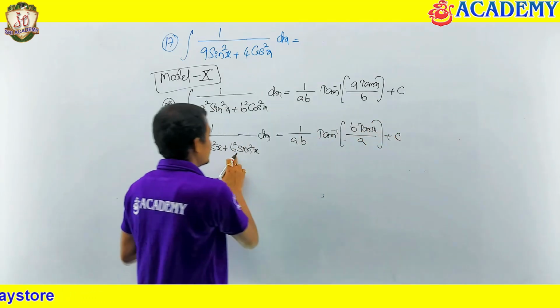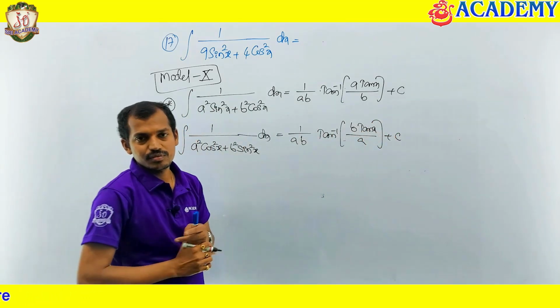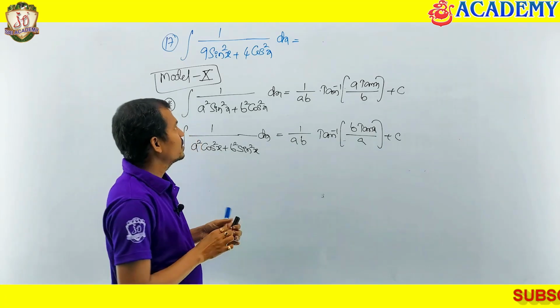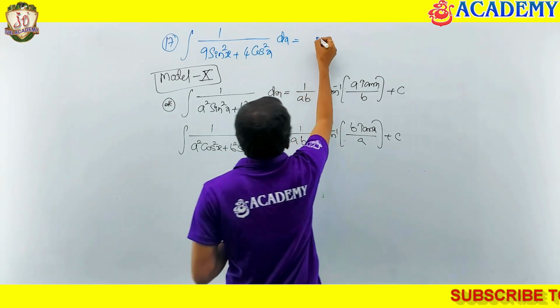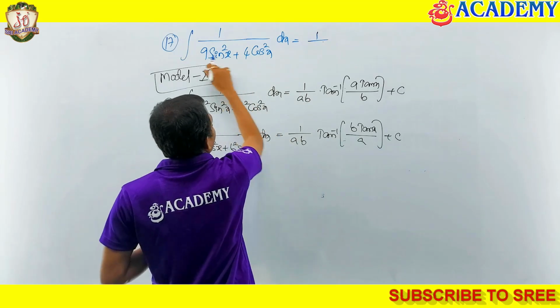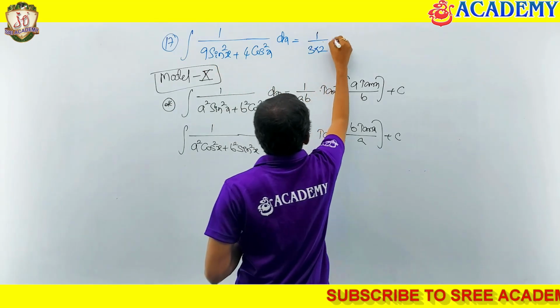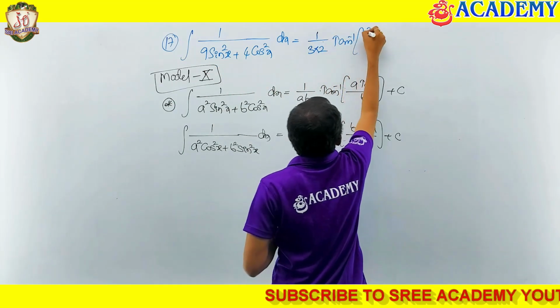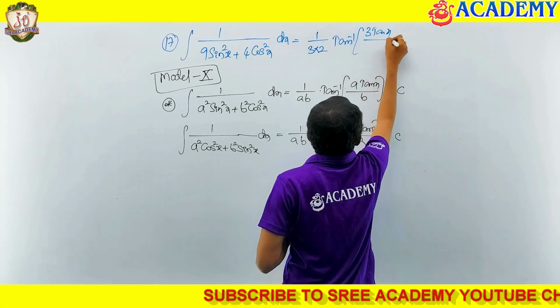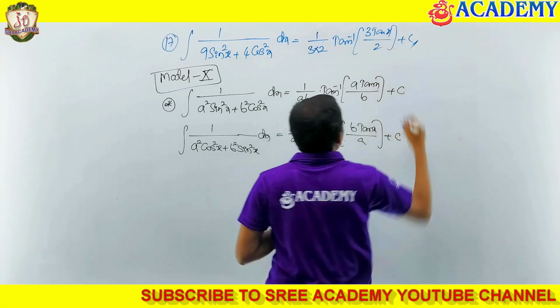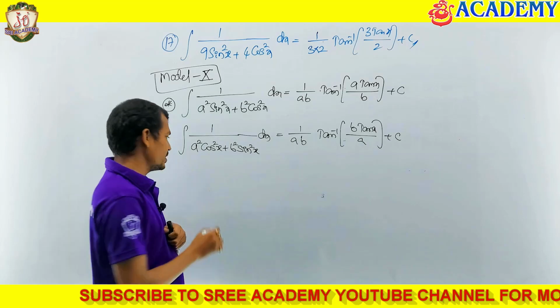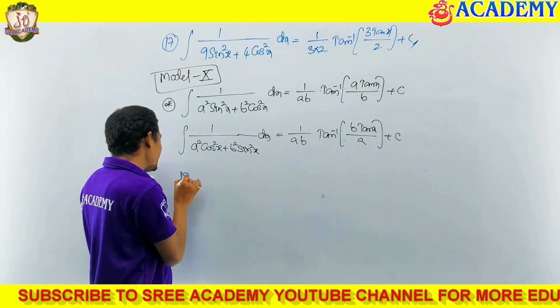Why? Because sin square x quotient b. Okay, for this one the answer is going to be 1 divided by a value is 3, b value is 2, tan inverse of 3 tan x divided by 2 plus c. 1 by 3 into 2, 6. Here the question is going to be in a different manner.